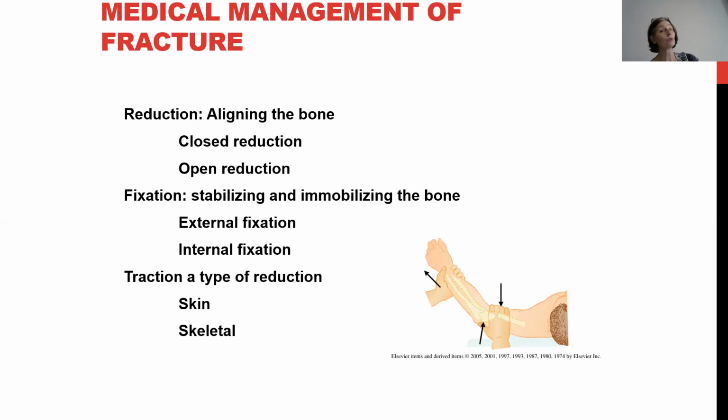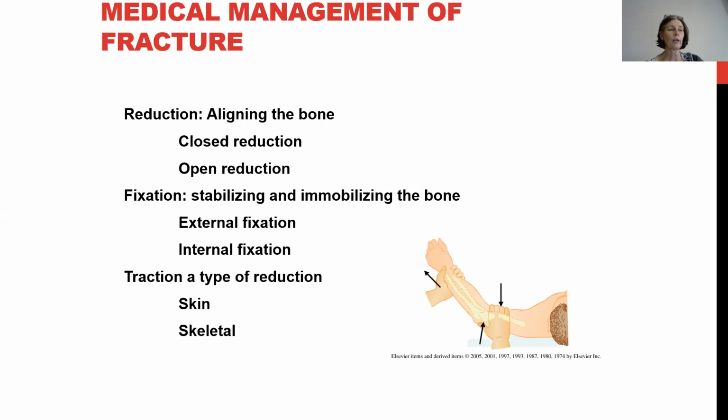If we're not able to reduce a bone with our hands, or if we have a comminuted fracture or lots of different fractures and pieces are chipped off, then it might take an open reduction where we use a surgical intervention. We cut into their tissues, visualize the bone, and put everything back the way it's supposed to be. The next thing we do is a fixation. That means to stabilize and immobilize the bone.